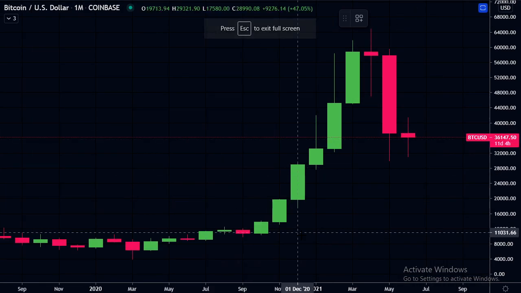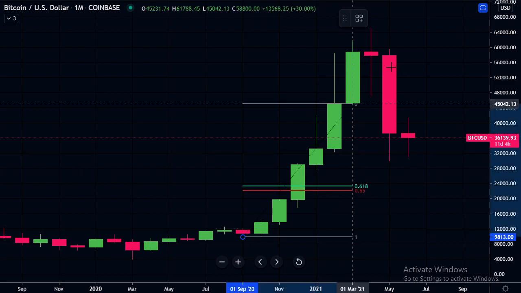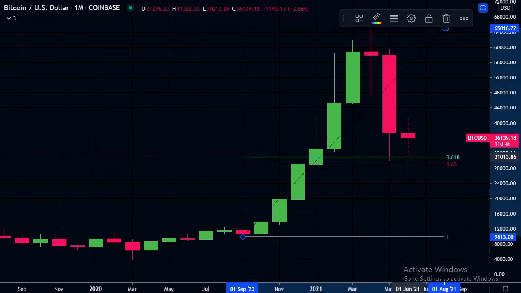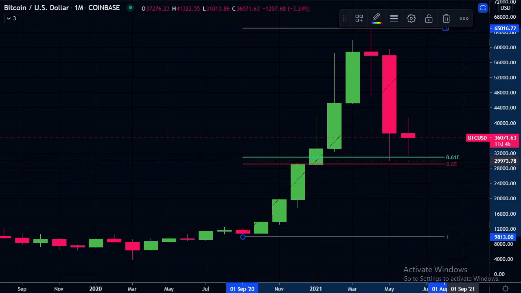So just starting here on the monthly chart for Bitcoin, first monthly candle that made a lower low, and taking it from the bottom to the top, you can see that golden pocket here, which contains that golden ratio number here. And we can see we did come back to that golden pocket area.